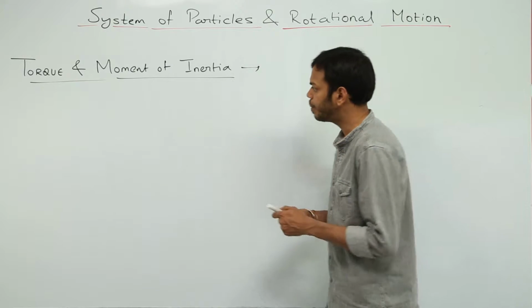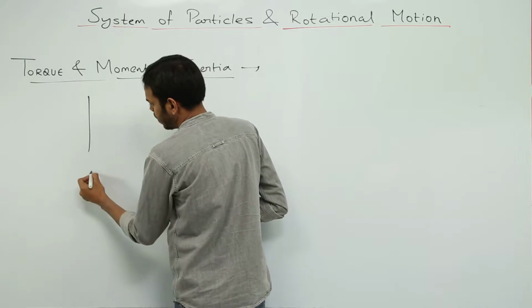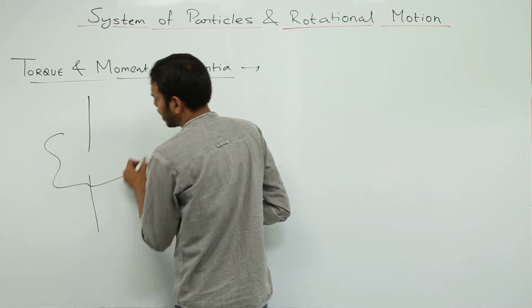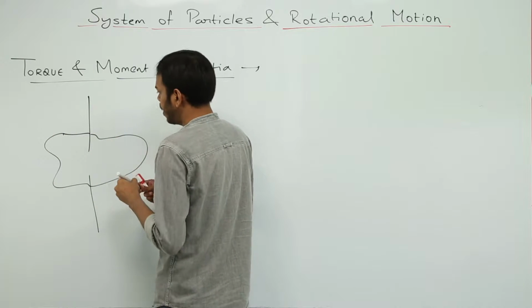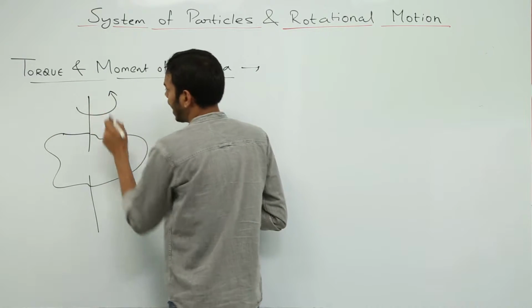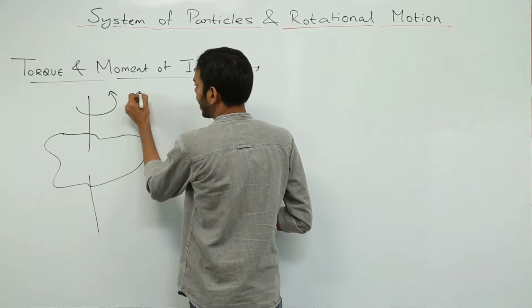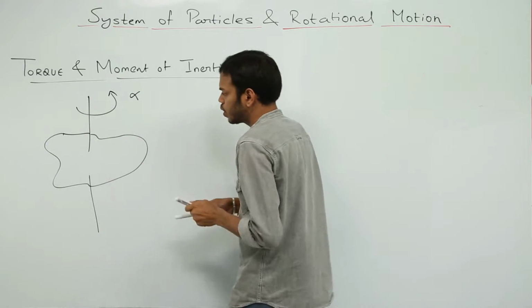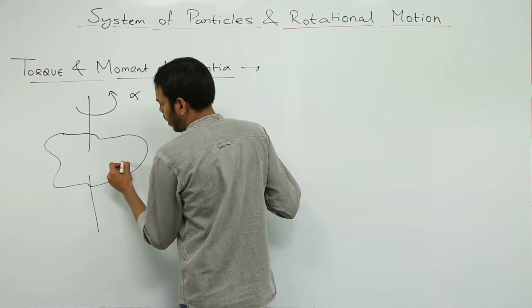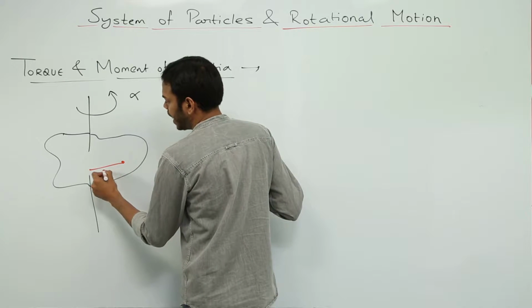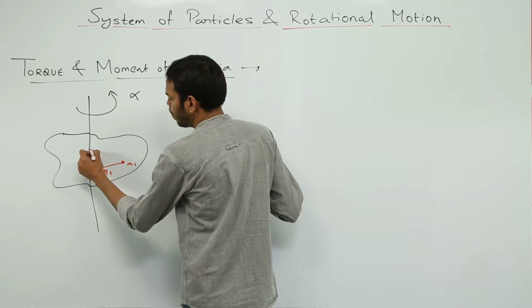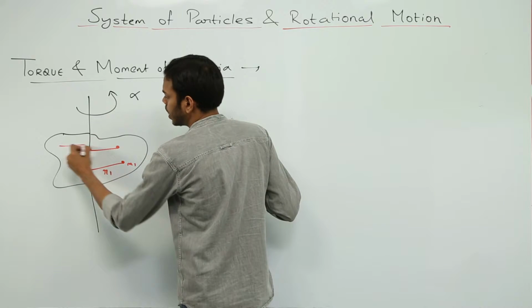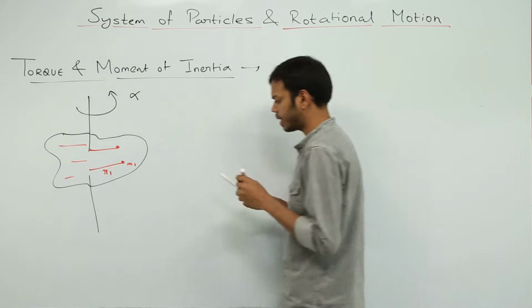Now consider a rigid body which is rotating across this axis with a uniform angular acceleration. This time we are taking angular acceleration alpha. The particles constituting the body are m1 at distance r1, m2 at distance r2, and so on, up to n particles.